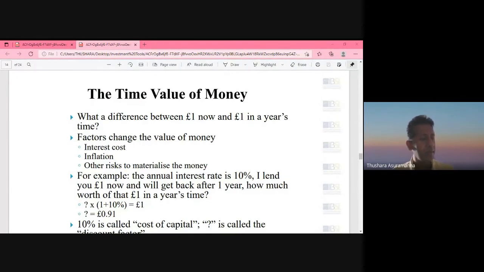So today's one is basically a bit of important terms for the examination also, and we try to understand it through the time value concepts, right?